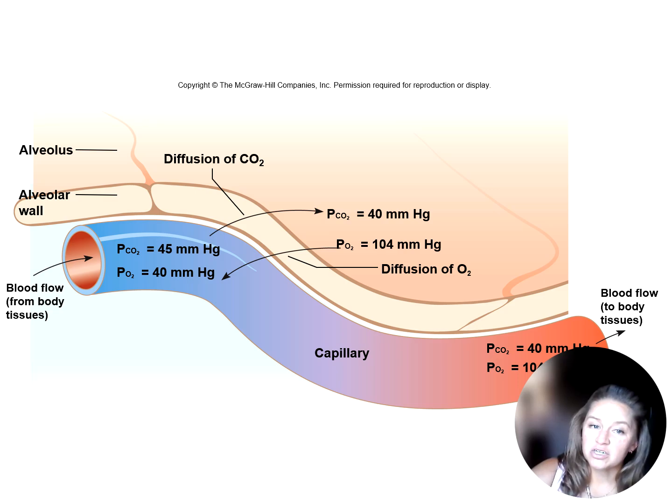Here, the partial pressure of oxygen is 40 millimeters of mercury, and here it's 104. So the partial pressure of oxygen is going to go from high to low. It's going to go from the lungs into the blood. So we have this alveolar wall where these molecules can freely diffuse from either the lungs, the alveolus, into the blood, or from the blood into the alveolus. And again, it's always going to go down its concentration gradient.